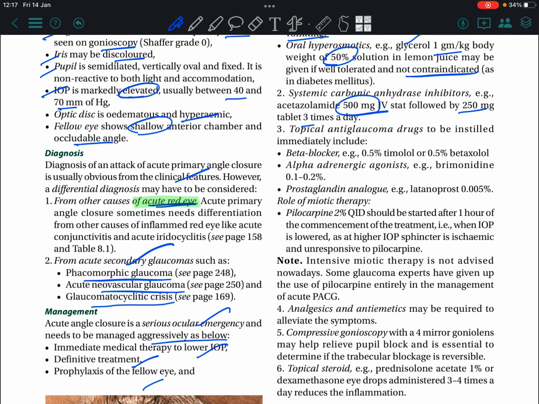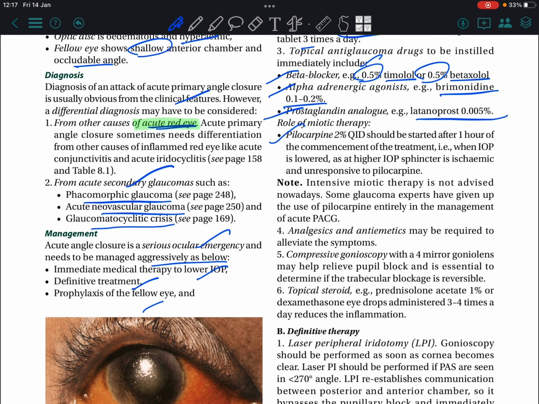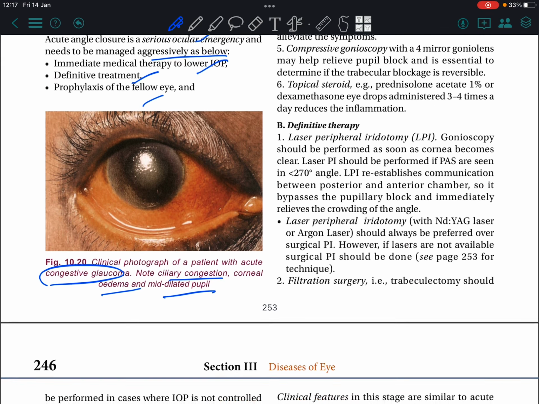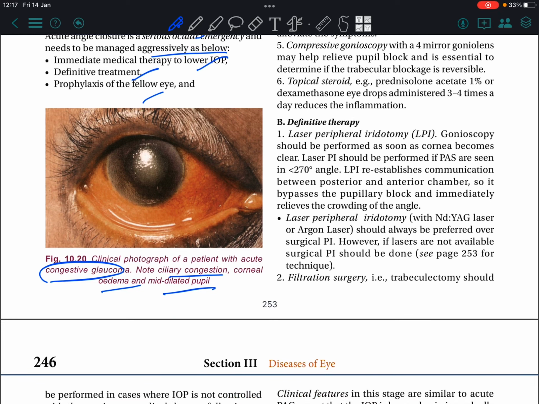Topical anti-glaucoma drugs to be instilled immediately include beta blocker 0.5% timolol or 0.5% betaxolol, alpha adrenergic agonist, for example brimonidine, and prostaglandin analog, latanoprost. Role of miotic therapy: pilocarpine QID should be started after 1 hour of commencement of treatment, that is, when IOP is lower, as at higher IOP the sphincter is ischemic and unresponsive to pilocarpine. Definitive therapy: laser peripheral iridotomy.